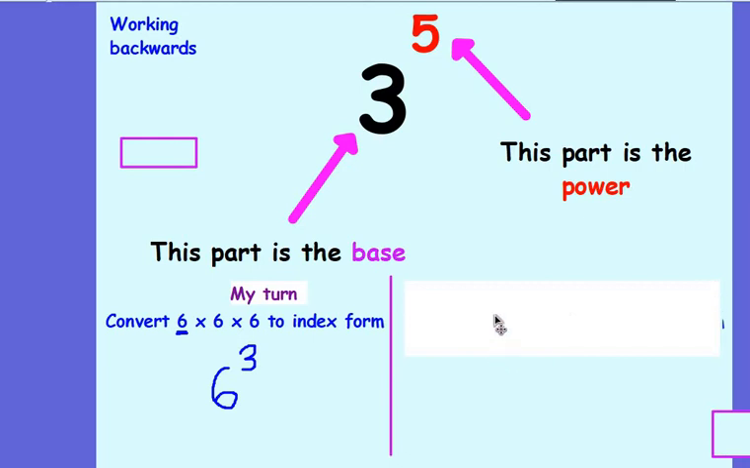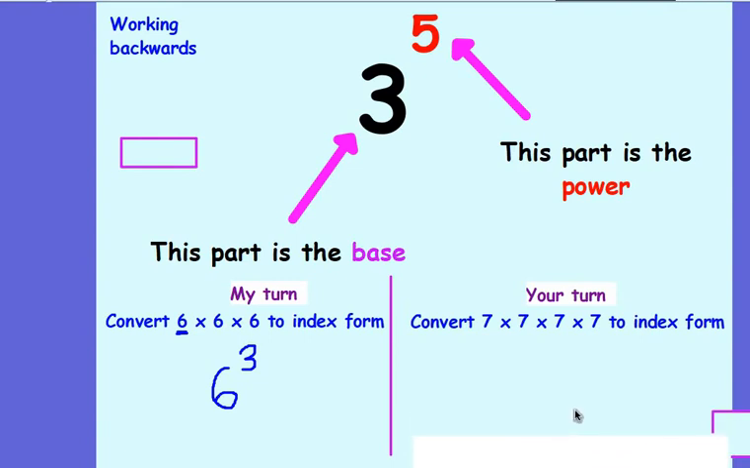Over to you, Year 9. In your dark blue books or on your neat piece of paper, can you convert 7 times 7 times 7 times 7 to index form for me? Pause the video and work that out now, please. Right, so this time my base is going to be 7 and my power is 4.